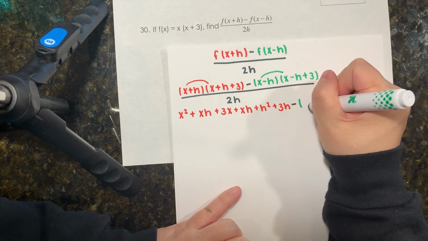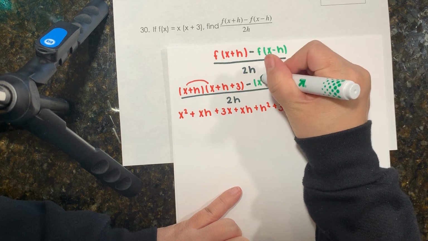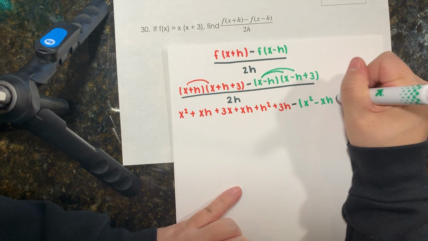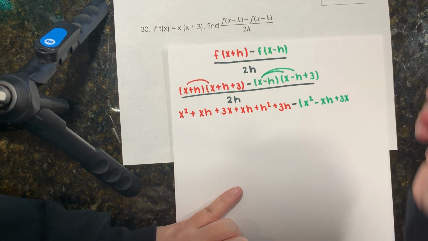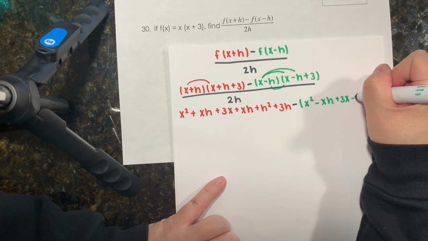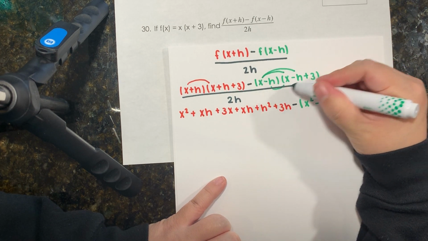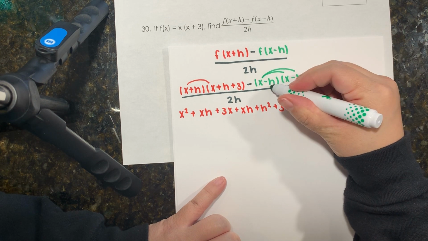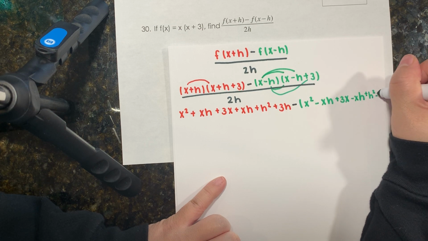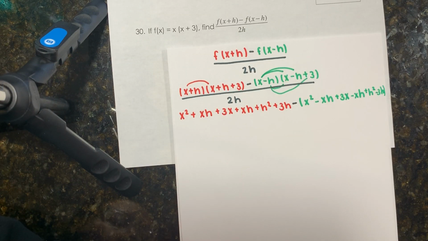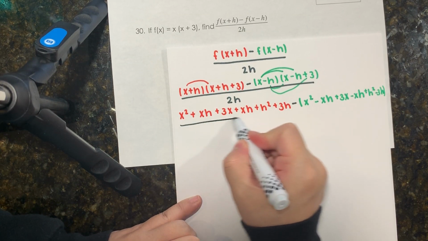So x times x gives you x squared. X times negative h would be negative xh. And then x times 3 would be 3x. Then negative h times x would be negative xh. Negative h times negative h would be plus h squared. And then negative h times positive 3 would be negative 3h, and that's in parentheses. And that's all going to be over 2h.